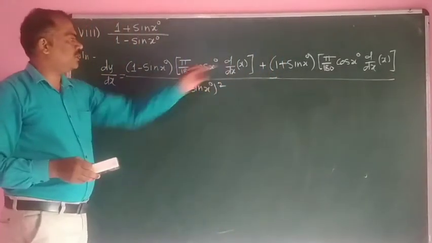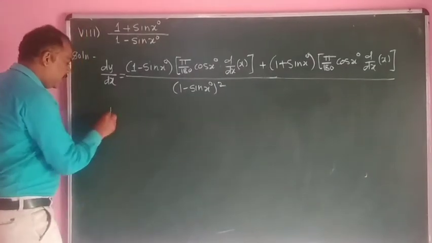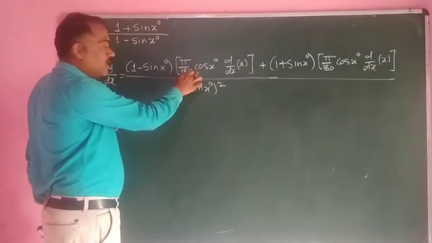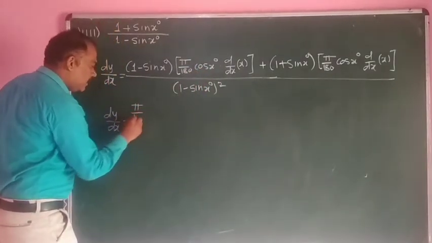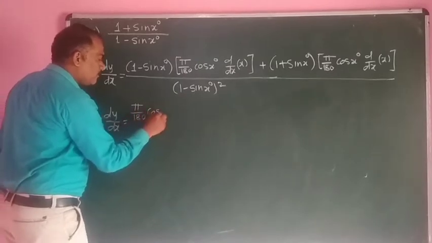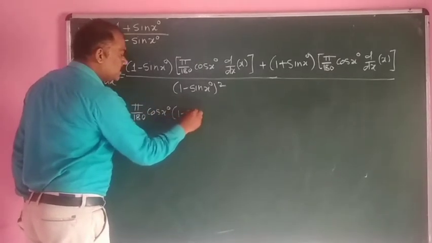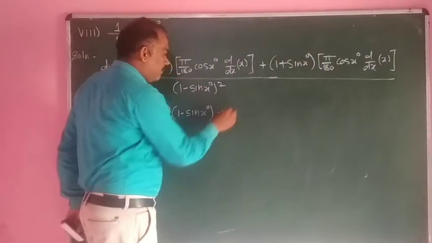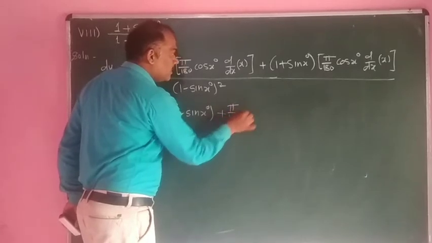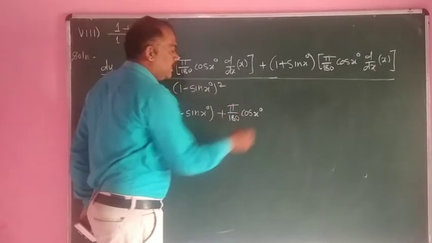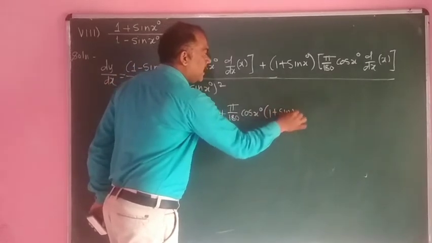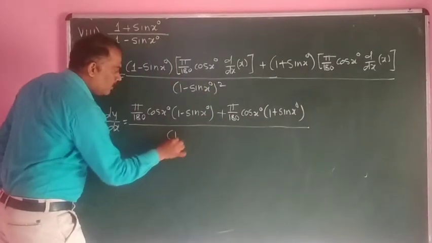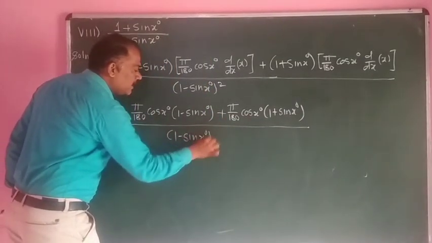Now the derivative of x with respect to x is 1. So dy by dx is equal to 1 into pi upon 180 into cos x degree into (1 minus sine x degree), plus we have to write at the beginning pi upon 180 cos x degree into (1 plus sine x degree), divided by (1 minus sine x degree) whole square.